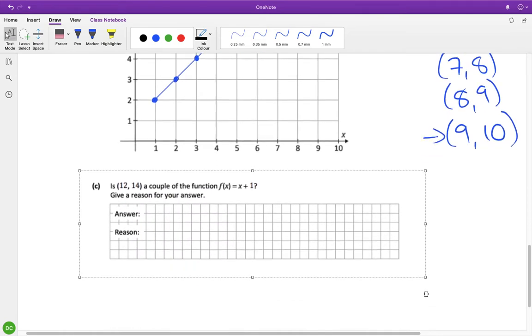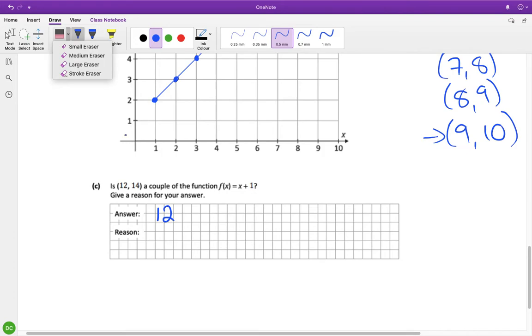Okay, so is (12, 14) a couple of the function x plus 1? Let's check. We start with the number on the left, which is 12. Sorry, I'm putting that in the answer. I should put that in the work. So this is going to be my reason.